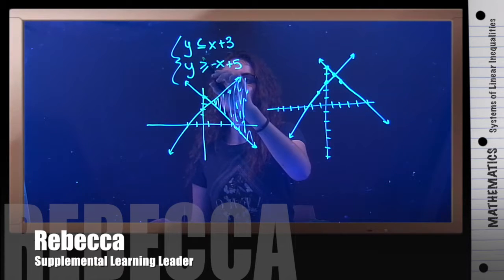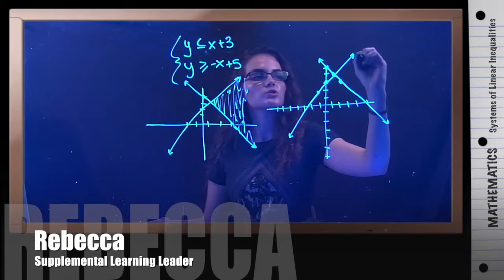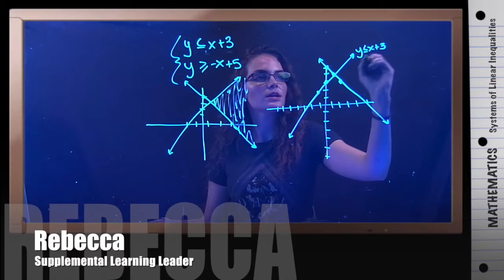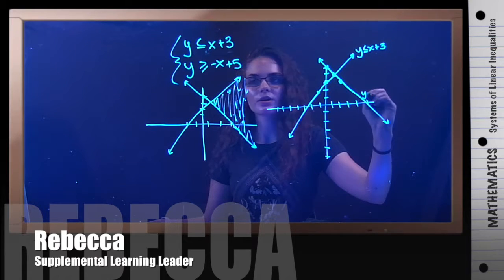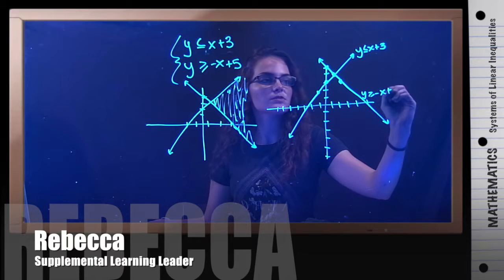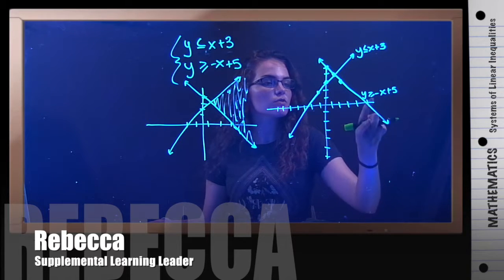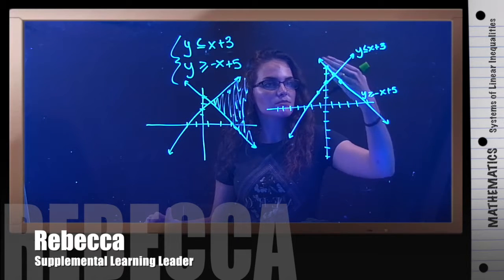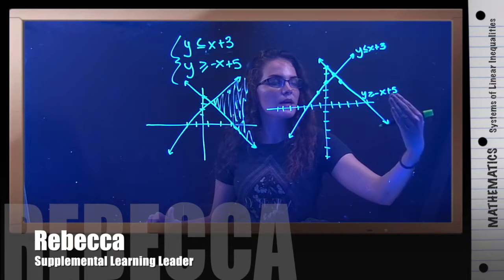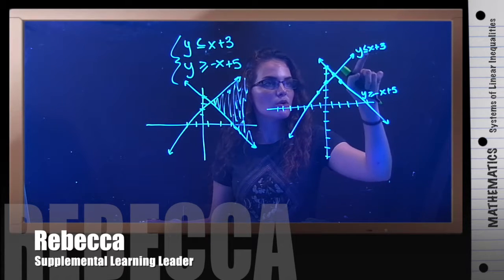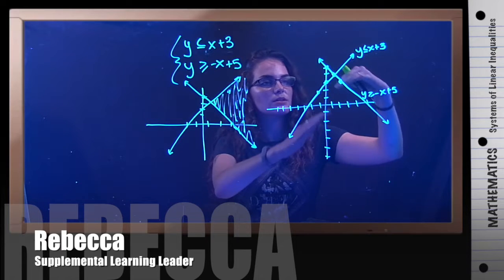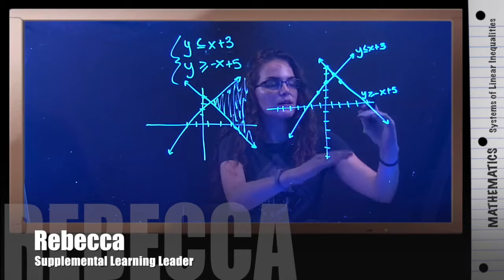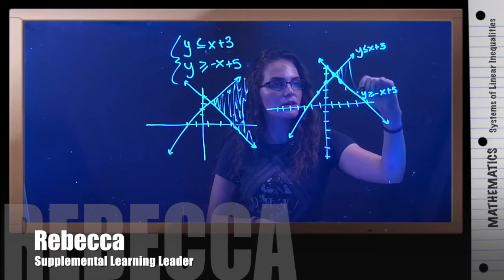Now you want to look for the section. So this is our first one. y is less than or equal to x plus 3. And this is our second one right here. y is greater than or equal to negative x plus 5. So you want to look for, because this one says greater than, an area that is above this line. So all of this region, but it also has to be below, because this one is less than, below this line. So if you think about it, the only area that is below this line, but also above this line, is this region right here.